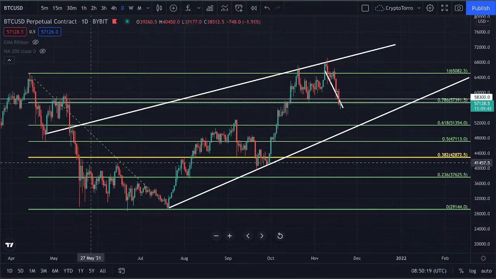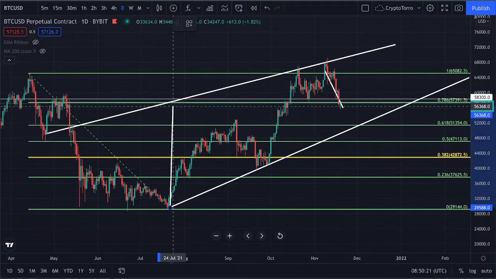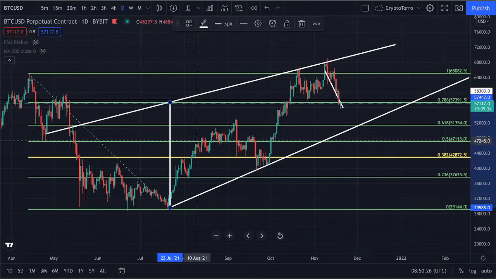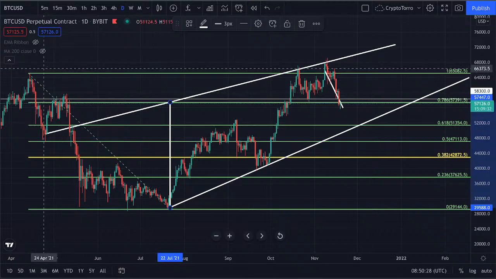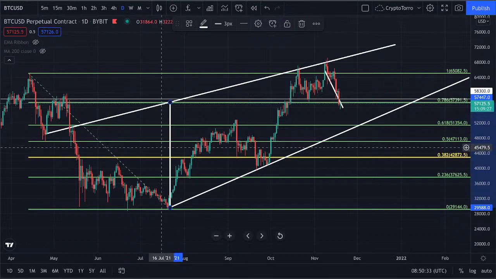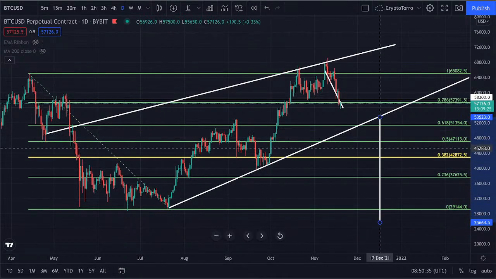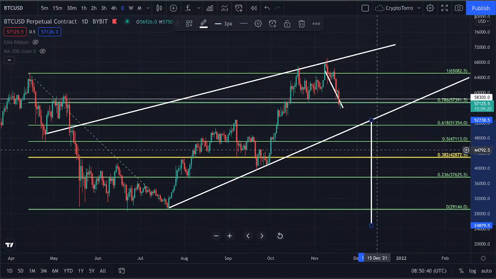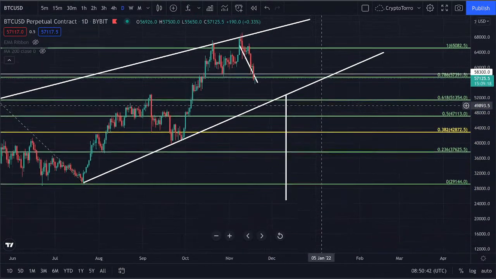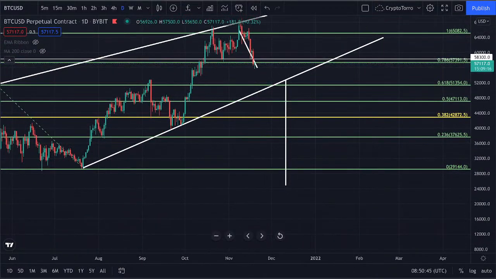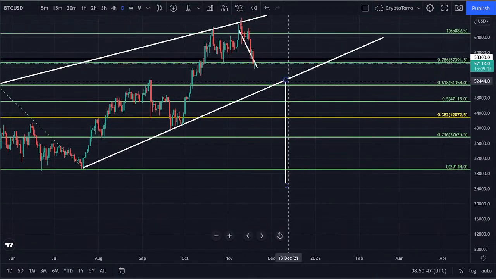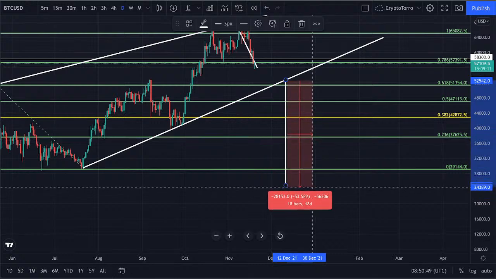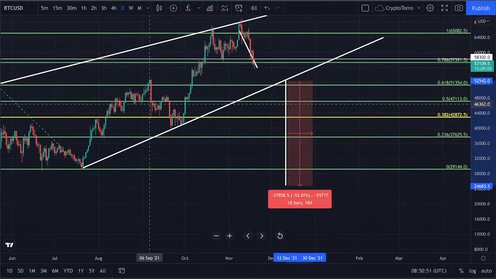So just to answer that question, I would like to take the measurement from the beginning of the ascending support all the way towards the first touch point underneath the ascending resistance. So this is the target that we are actually looking at right now. Let's say that we are going to see a breakdown occur on the 11th of December. If this would occur on the daily time frame, it would mean that we are going to see a decline of approximately 50%, or a correction of 50% on Bitcoin.